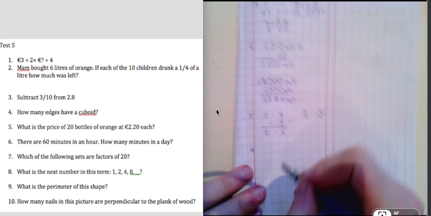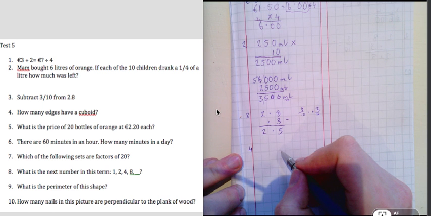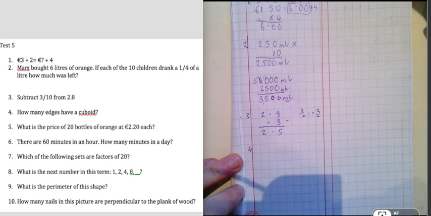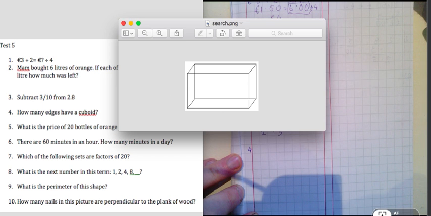Question number 4. How many edges has a cuboid? Let's have a little look at this image here. An edge is a line. Here's a cuboid. Okay, so how many lines have we got? 1, 2, 3, 4, 5, 6, 7, 8, 9, 10, 11, 12. A cuboid has 12 edges.